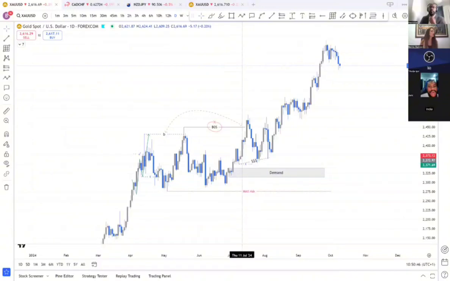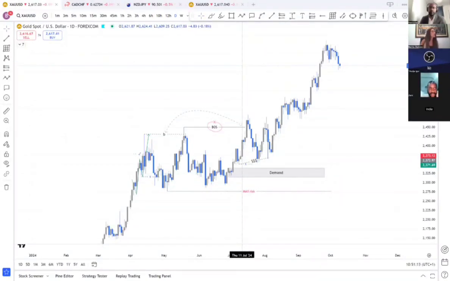I'm going to start analyzing gold from the daily time frame, and then I'm going to go decreasing the time frame to the time frames I use for my entries. As we have all seen, gold has been creating all-time highs recently, and it's a clear bullish trend on a daily time frame.